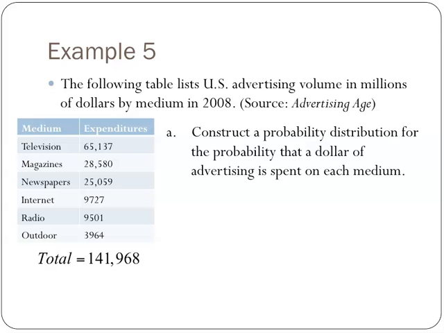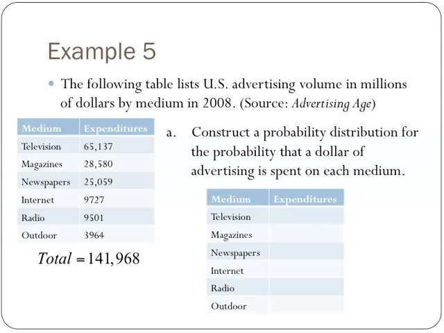So what we're going to have to do is take each expenditure. Say you're looking at television as the medium. The expenditure is $65,137. In order to write the probability distribution, we have to put this number, $65,137, over the total expenditures, $141,968. That comes out to be about 0.4588. And then we do that for the entire table. So magazines, 28,580, put that over the total. That comes out to be 0.2013, and so on.